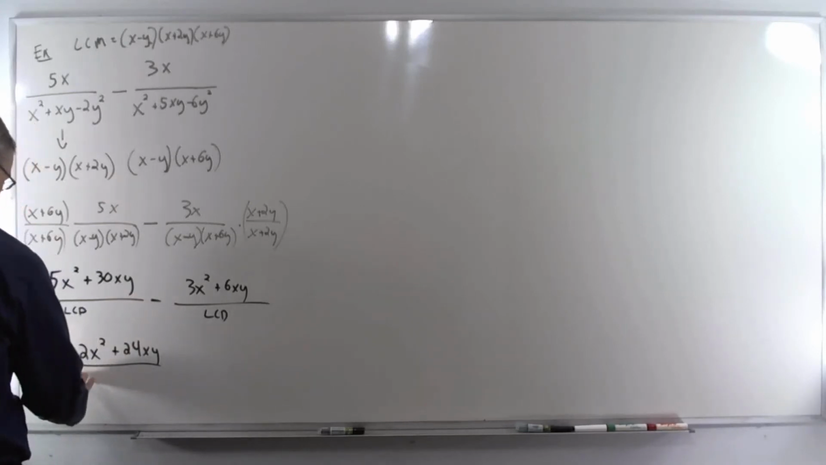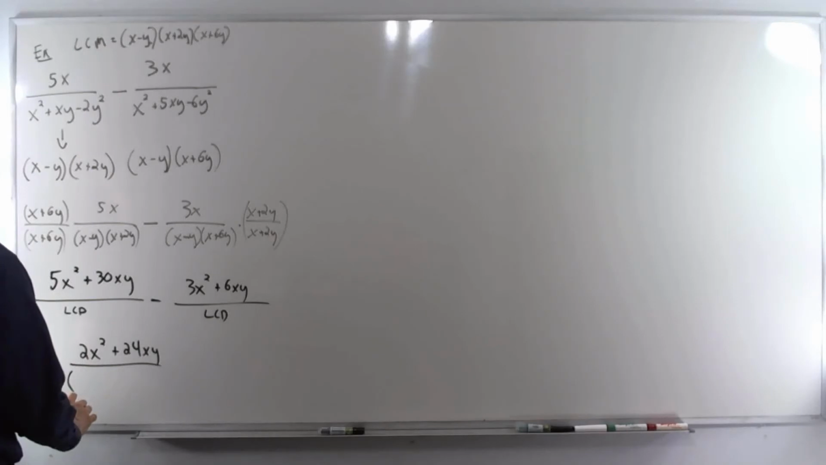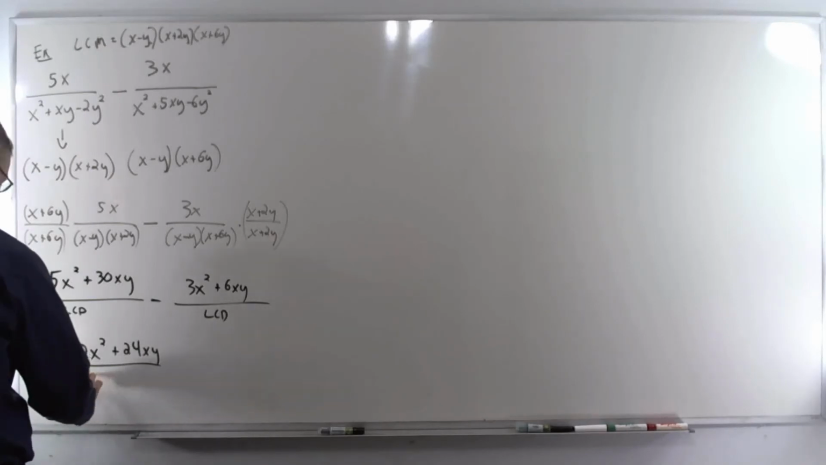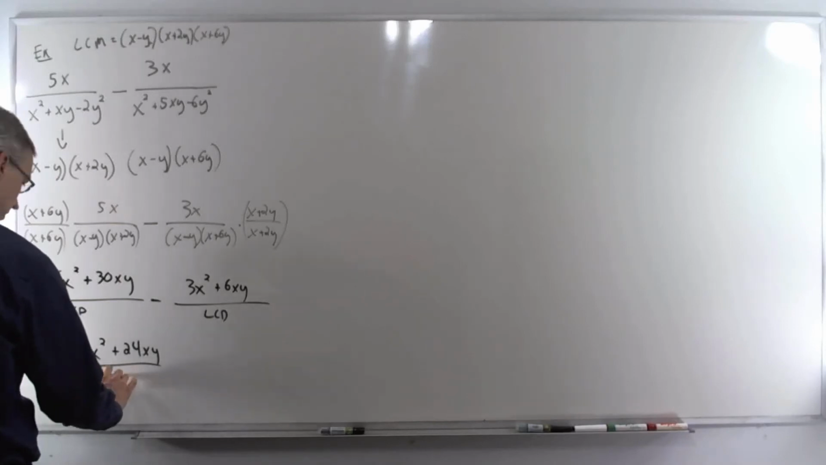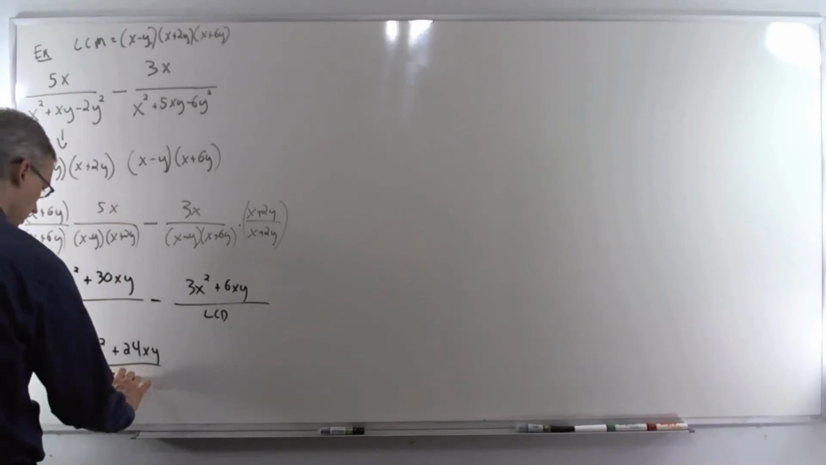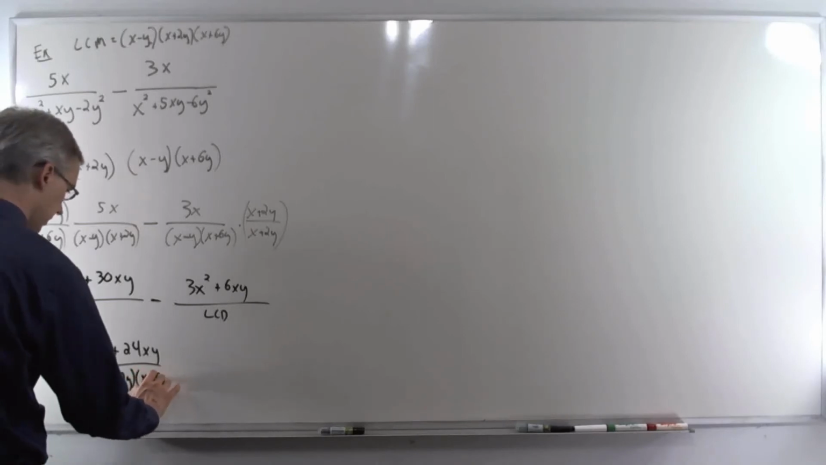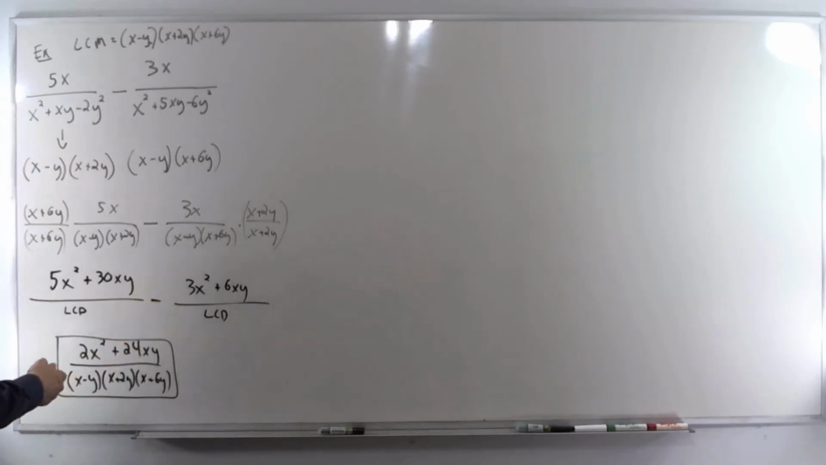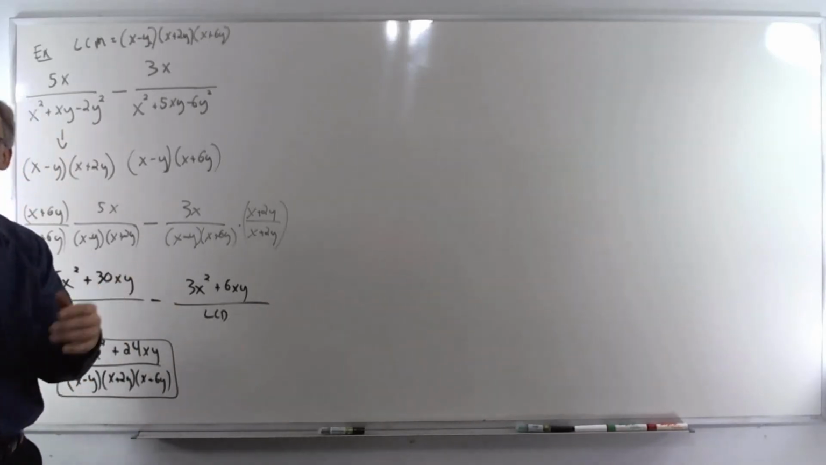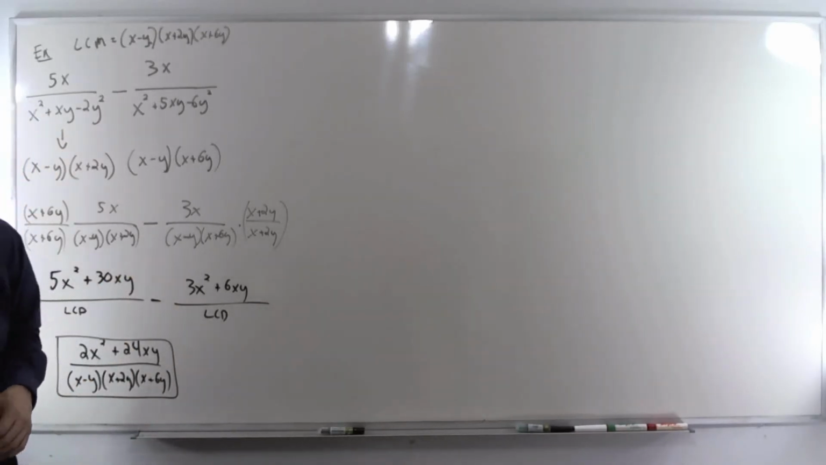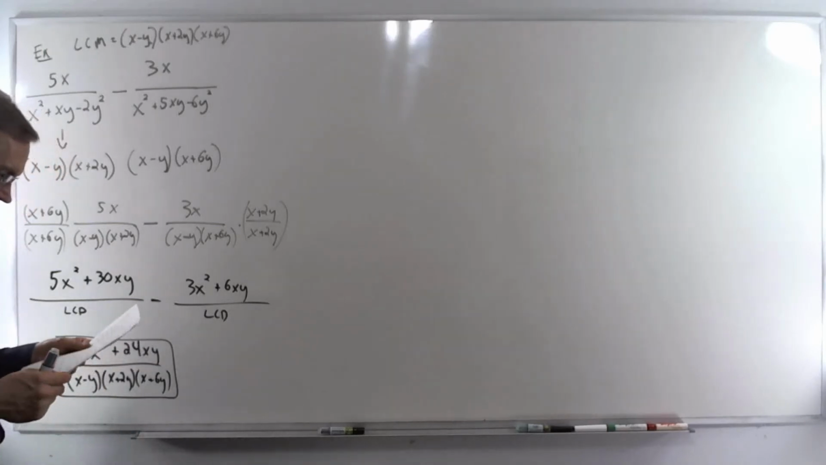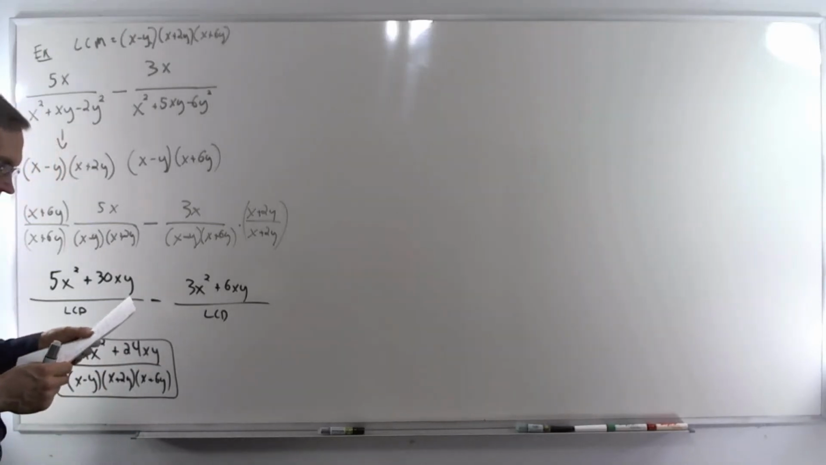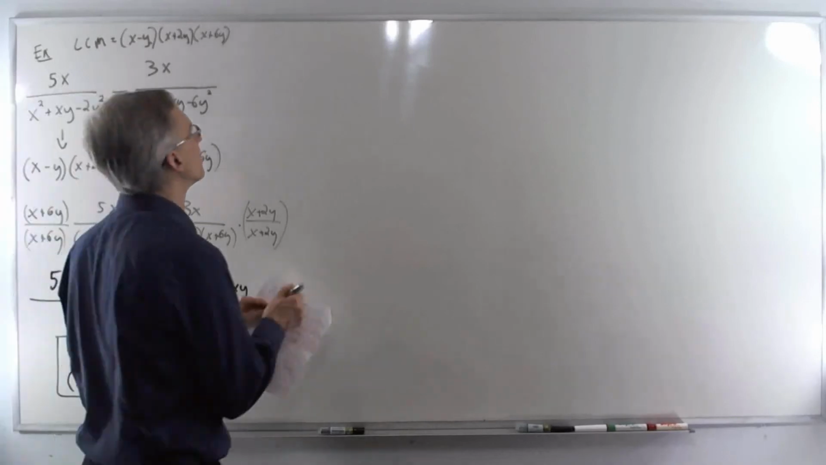So final answer, we should go ahead and write this out again. And we got x minus y times x plus 2y times x plus 6y. So just make sure, if you're going to use this shorthand, don't do it in the final answer. Final answer, write it out. That brings us to your turn, number 11.